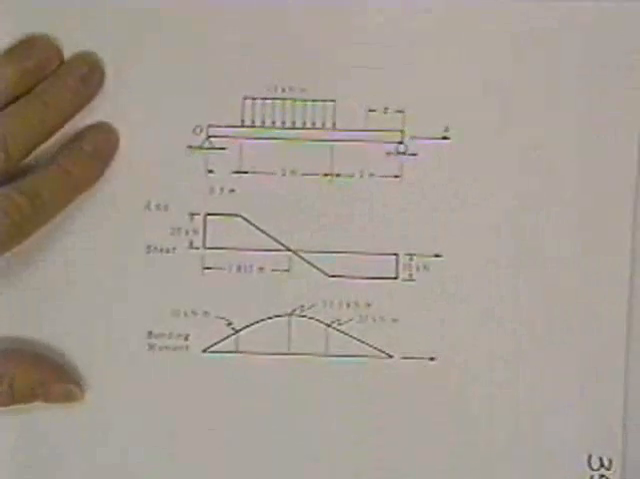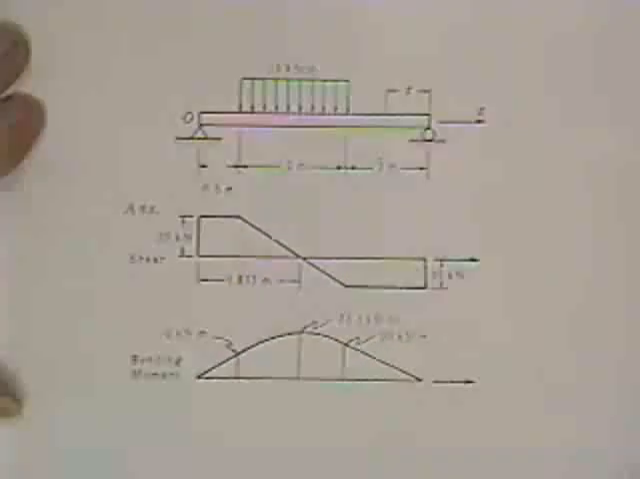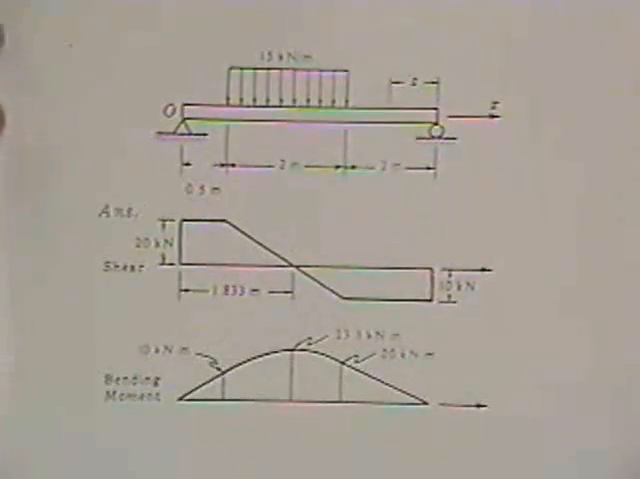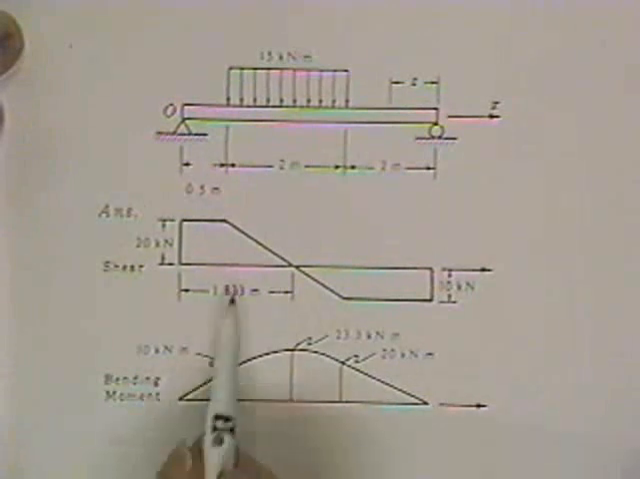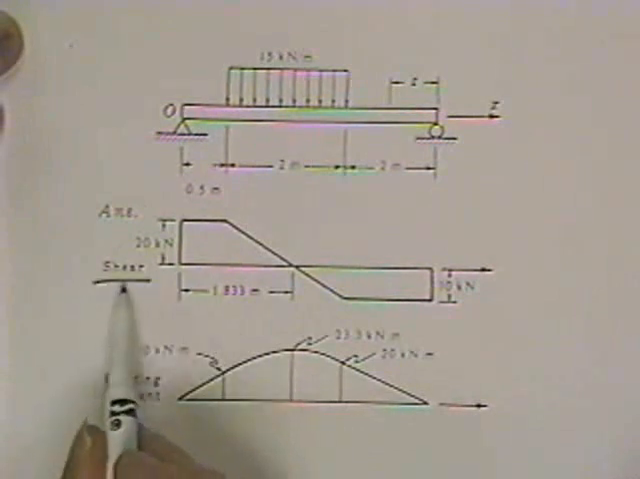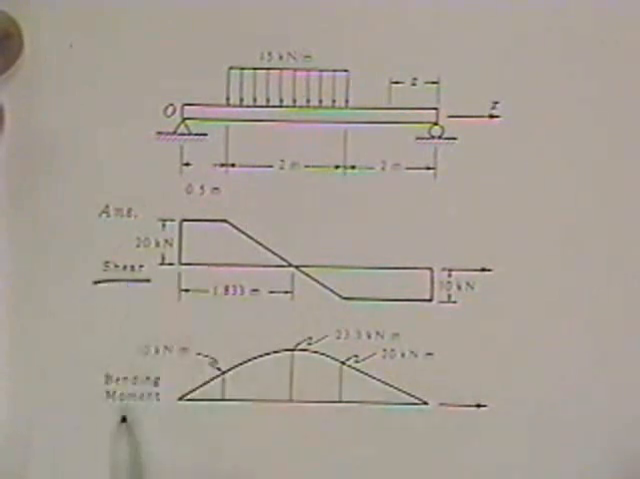Alright, here's the beam. And that beam has a 15 kilonewtons per meter load on it for 2 meters. And I've been asked to draw a shear and a moment diagram. The reason for solving for the shear diagram is so I can solve for the maximum shear in the beam. The reason I do a bending moment diagram is so I can find the biggest bending stress in the beam.